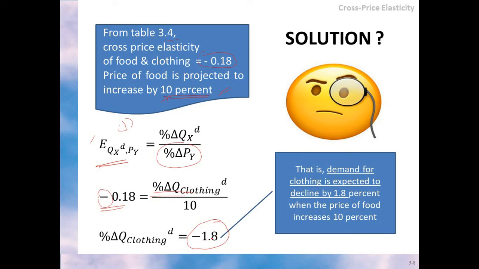So what does this 1.8 mean? Because the sign is negative, the demand for clothing is expected to decline by 1.8% when the price of food increases by 10%. So this is what this negative 1.8 means. This question is a bit different from the first and second exercises, but the same thing, you just apply the formula given, in this case the first formula.